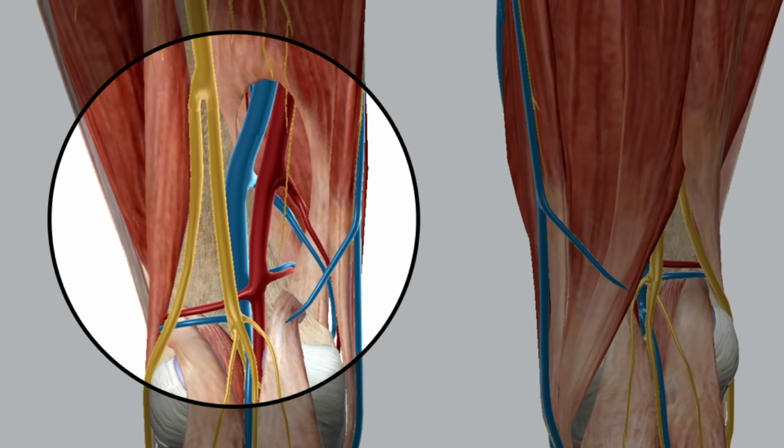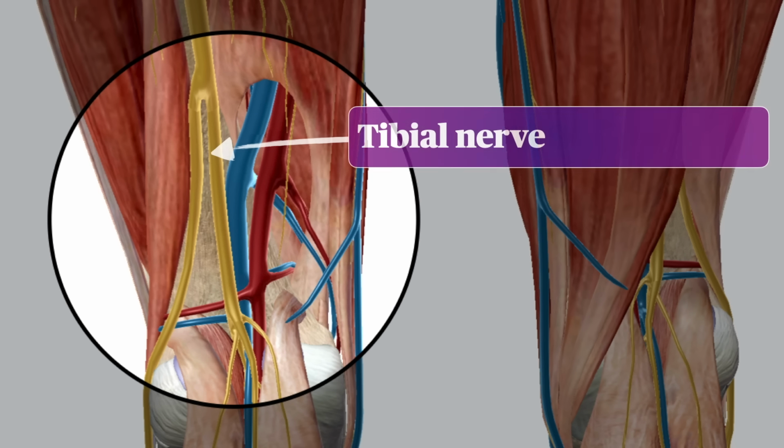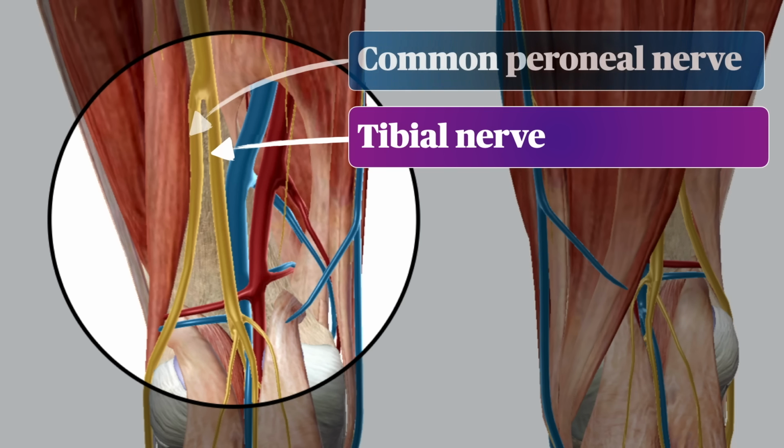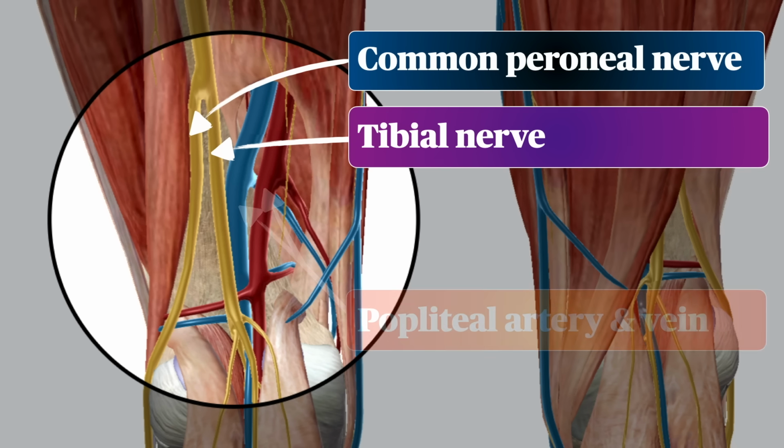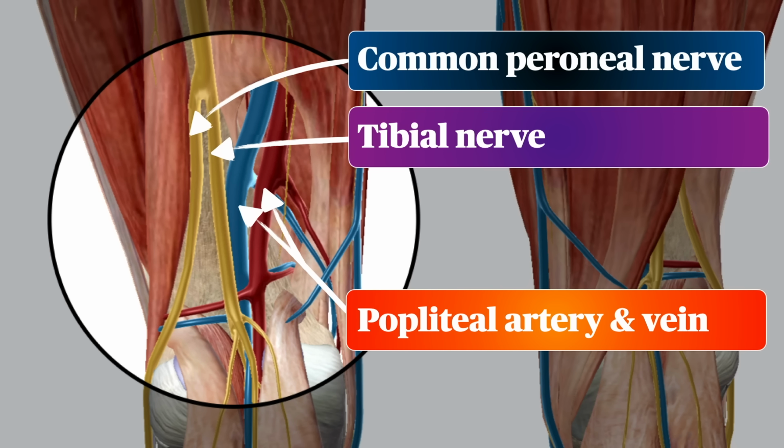As it enters the popliteal fossa several centimeters above the popliteal crease, it separates into its two principal branches, the tibial nerve and the common peroneal nerve. The tibial nerve lies just superficial to the popliteal artery and vein in the fossa.